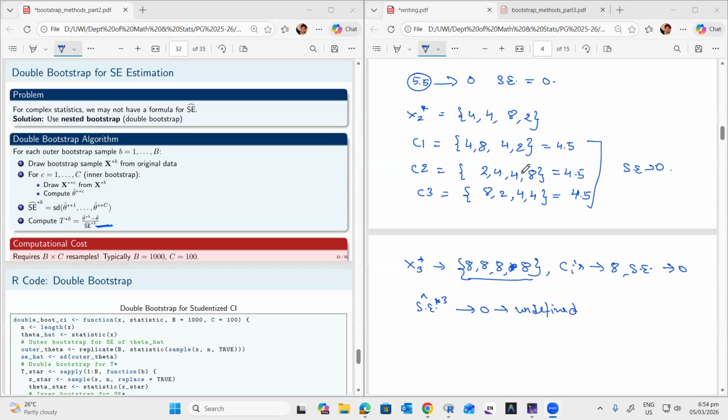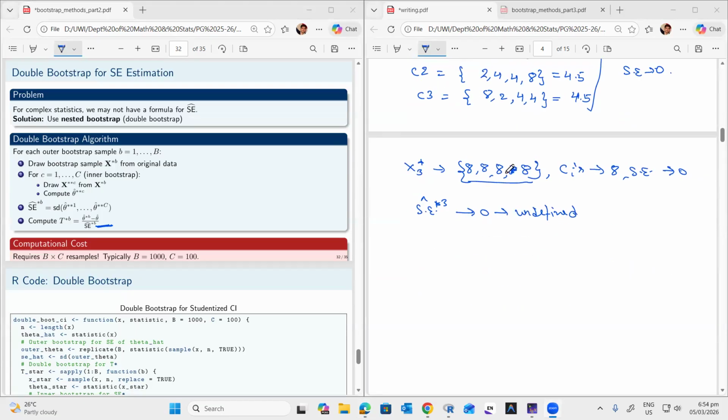Right. So after that, all t star b will be undefined in that situation. So this is the practical problem with small samples and the mean.